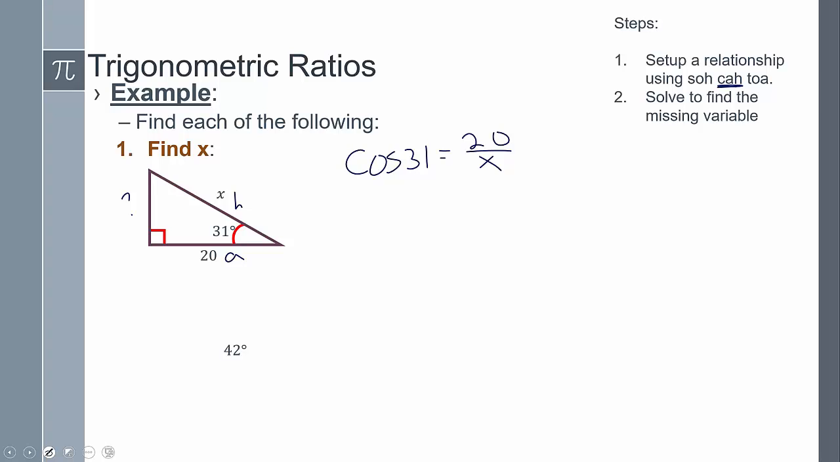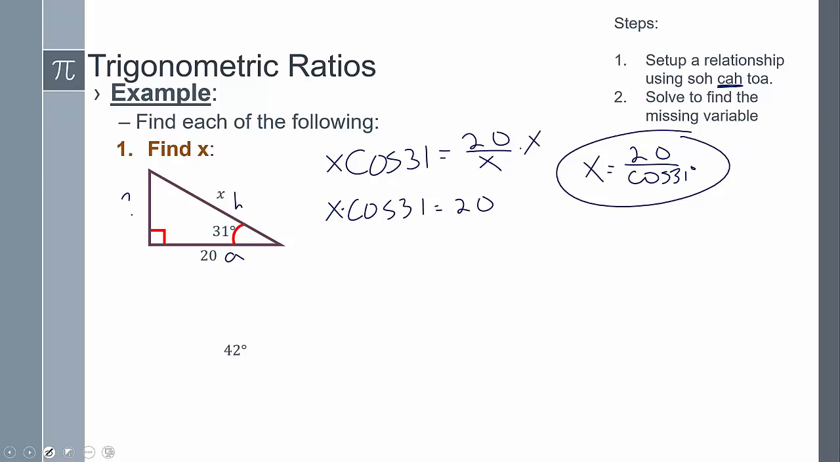So x is in the denominator. How do we get it out of the denominator? Multiply both sides by x. X cosine of 31 equals 20. Is x by itself? No. This is x times cosine of 31, so that means I'd have to divide both sides by cosine 31. So I get x equals 20 over cosine of 31. You would enter that into your calculator and you would get the approximate value.